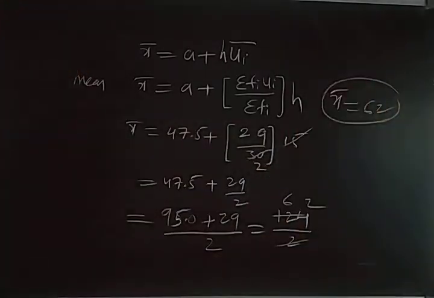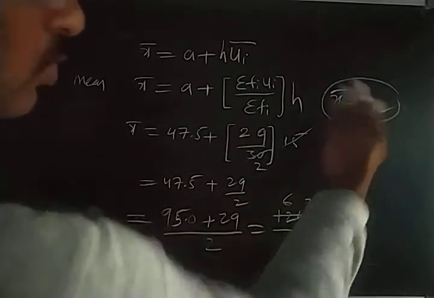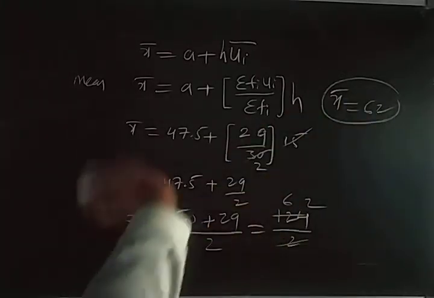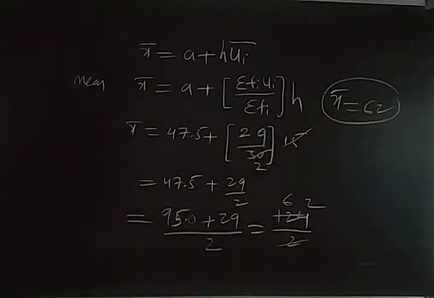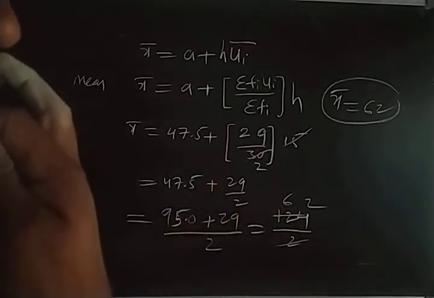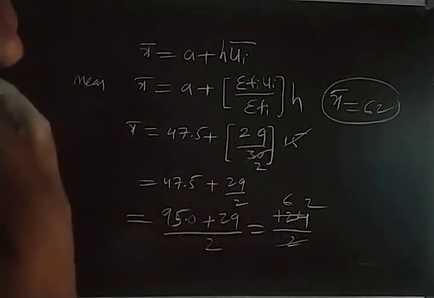So observe here, in the direct method also we did the same problem, and for the same problem we got mean 62. By the assumed mean method also we got 62 for the same problem. In the step deviation method also we got x bar equal to 62. That means 3 methods we can apply for one problem which has continuous intervals.